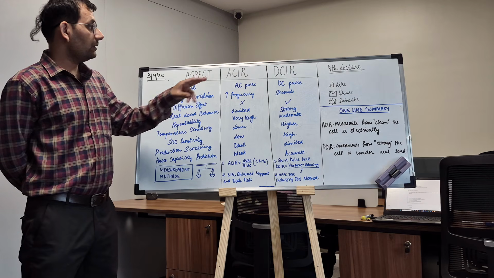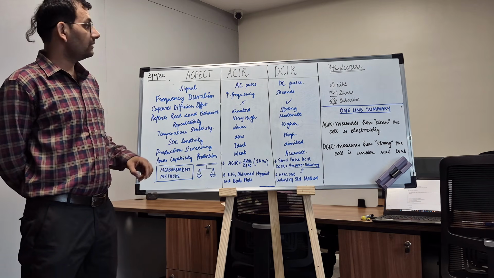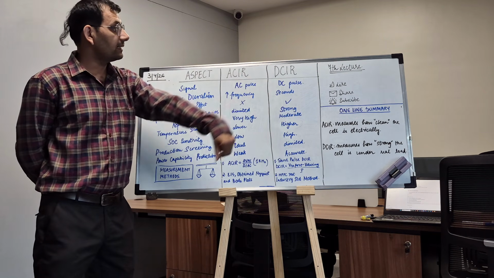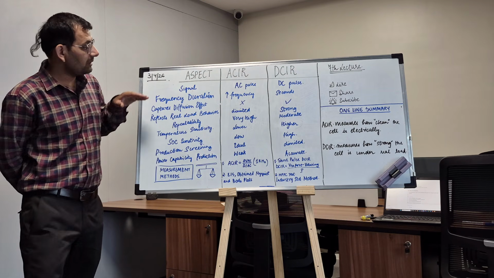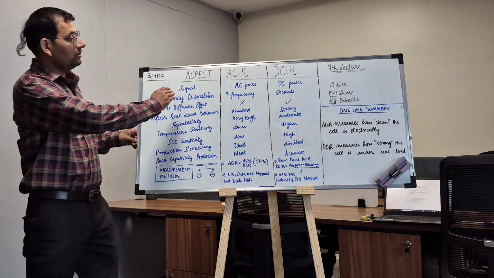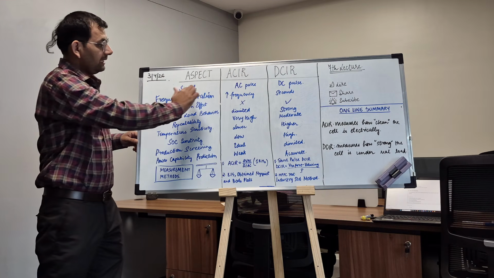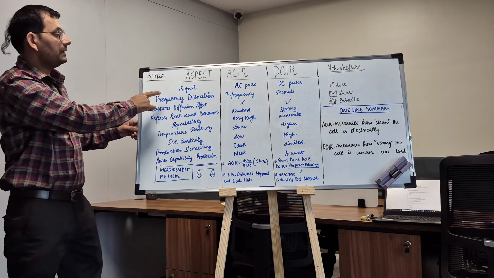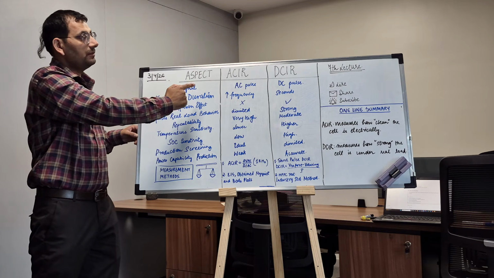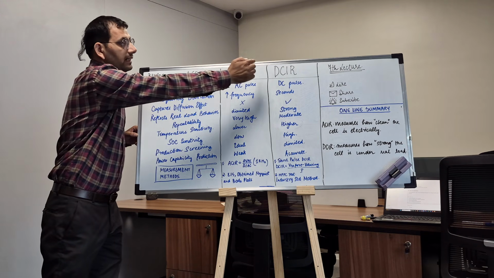ACIR stands for alternating current internal resistance of a cell. DCIR stands for direct current internal resistance of a cell. Here are 10 parameters, 10 aspects of a cell, for which I have mentioned the values, defining ACIR and DCIR. The first critical parameter is the signal. What type of signal am I using for the measurement of ACIR as well as DCIR?